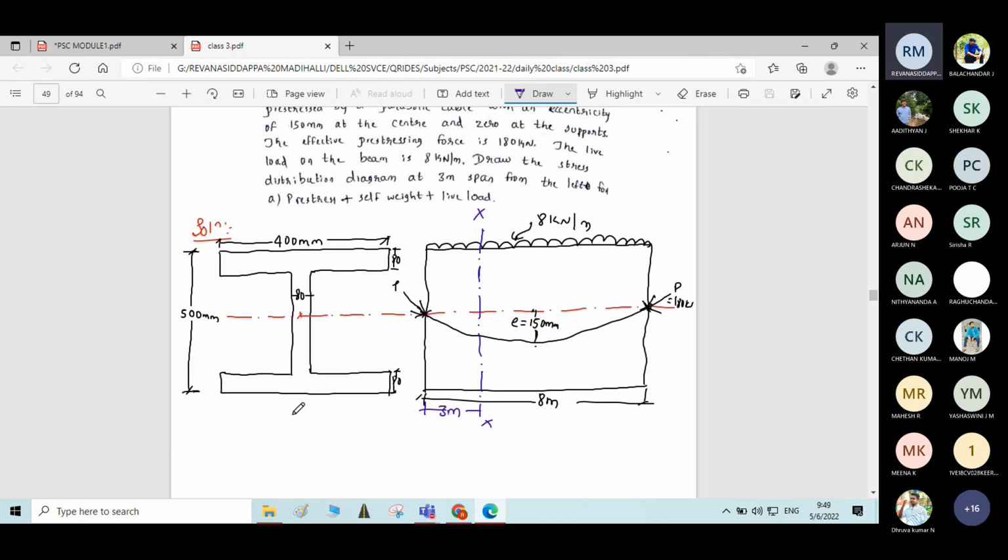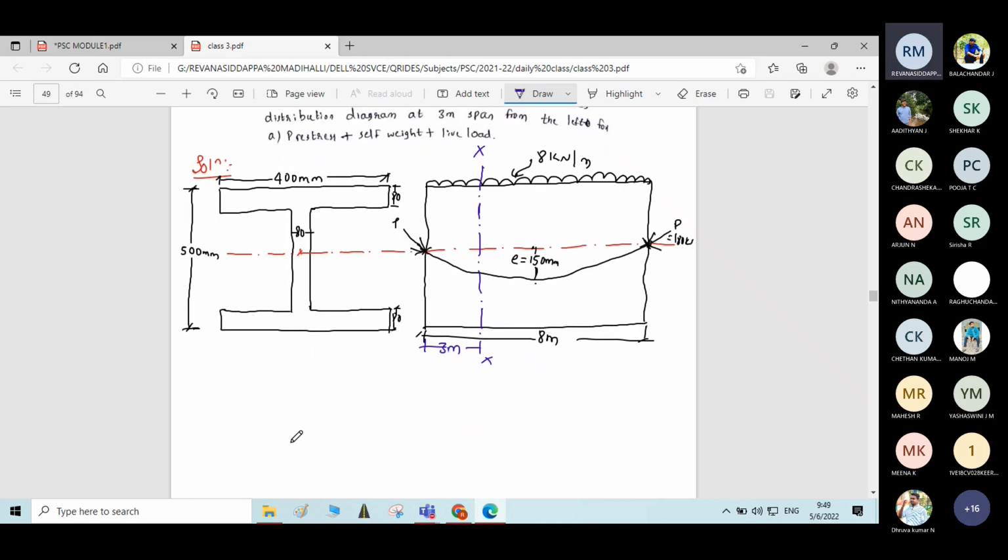So to calculate the resultant stresses, what are the things needed? We need prestressing force, we need cross-sectional area, we need dead load moment, we need section modulus, we need live load moment, we need the eccentricity. Correct? Okay, initially we will calculate all the parameters, then we can easily calculate the resultant stresses.